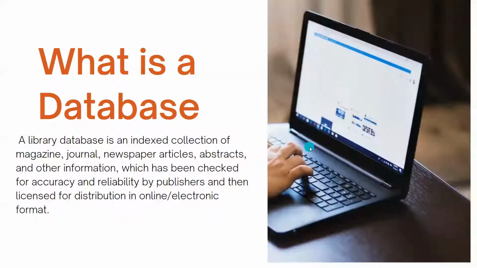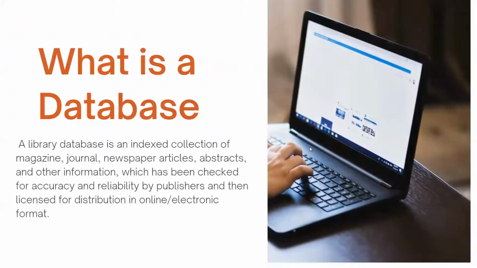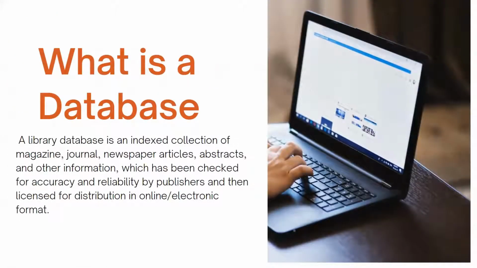So first, what is a database? Now, you may be asking yourself, like Google, is that a database? Simply put, a database is an indexed collection of magazine, journal, newspaper articles, abstracts, a whole bunch of other information. It's a lot of papers written, peer-reviewed articles, articles straight from the source, and they're often checked for accuracy and reliability by the publishers, and then they are licensed for distribution in online electronic format.